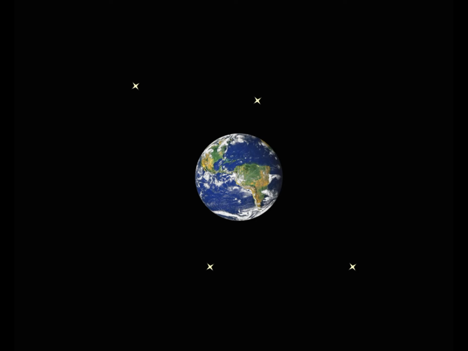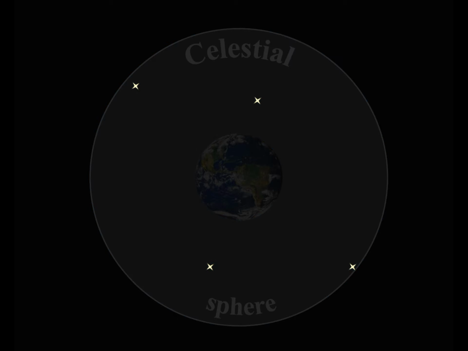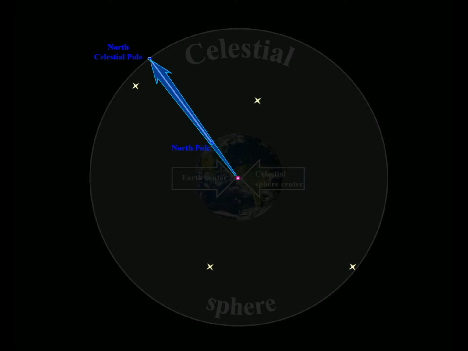In celestial navigation, it is accepted that we do not observe the stars themselves, but their images on the celestial sphere. The center of the celestial sphere coincides with the center of the Earth. The projection of the geographic North Pole on the celestial sphere is the North Celestial Pole. The South Pole projection is the South Celestial Pole.